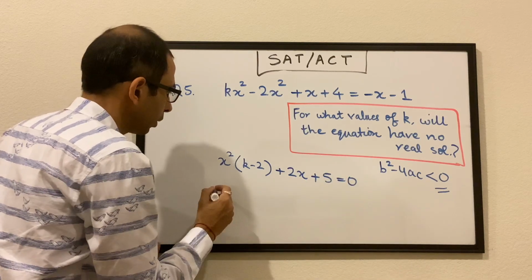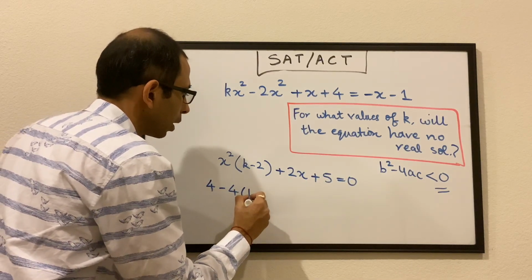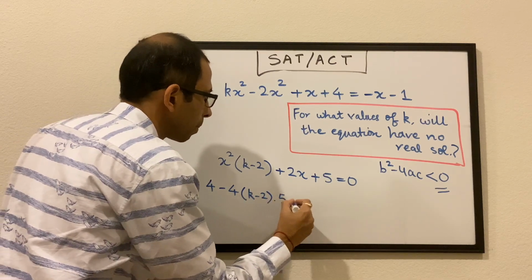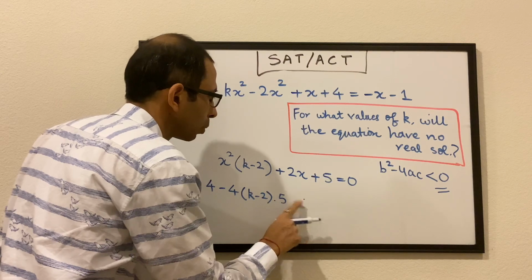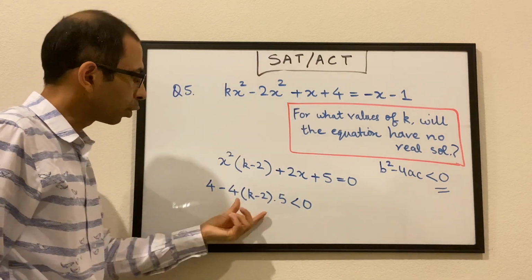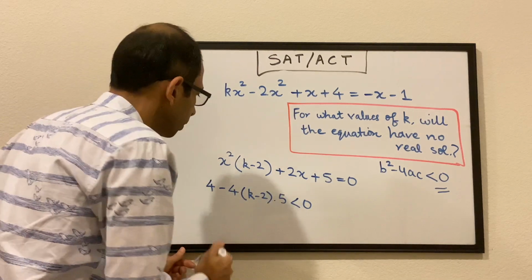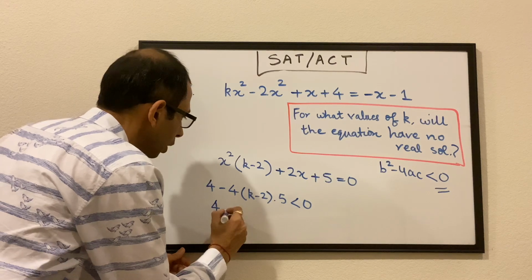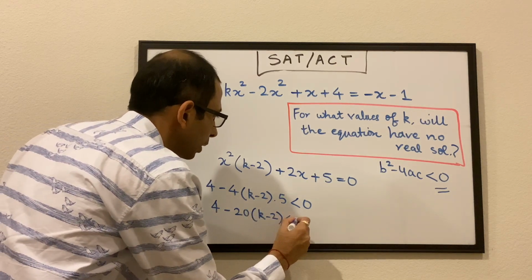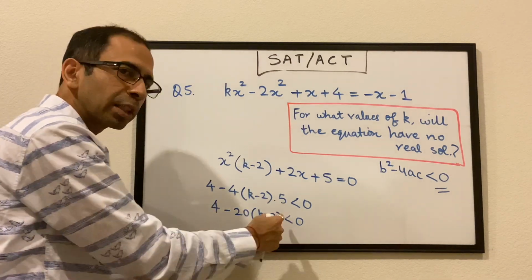So let's apply this here. b square minus 4ac, where a is k minus 2 and c is 5, has to be less than 0. My b is 2 and hence b square is 4. So I get 4 minus 20 times (k minus 2) is less than 0, because I multiplied 4 with 5 to get 20, and then I will expand it in the next step.